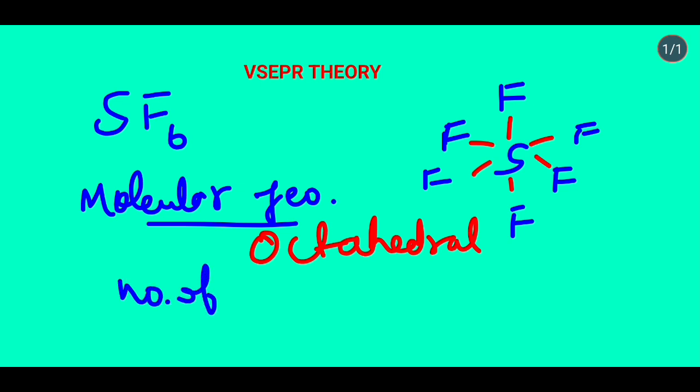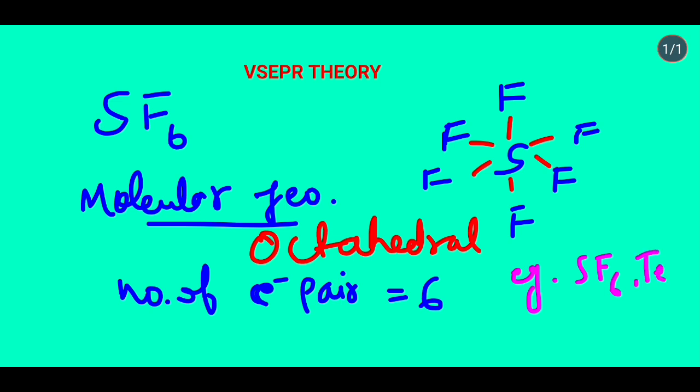Number of electron pairs equals 6. Examples are SF6, TeF6 and SeF6: sulfur fluoride, tellurium fluoride and selenium fluoride. So these are the examples of molecules having no lone pair of electrons.